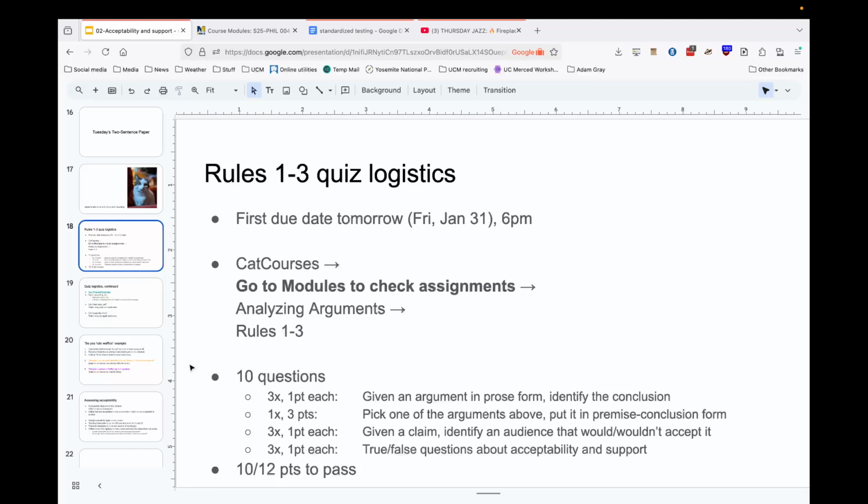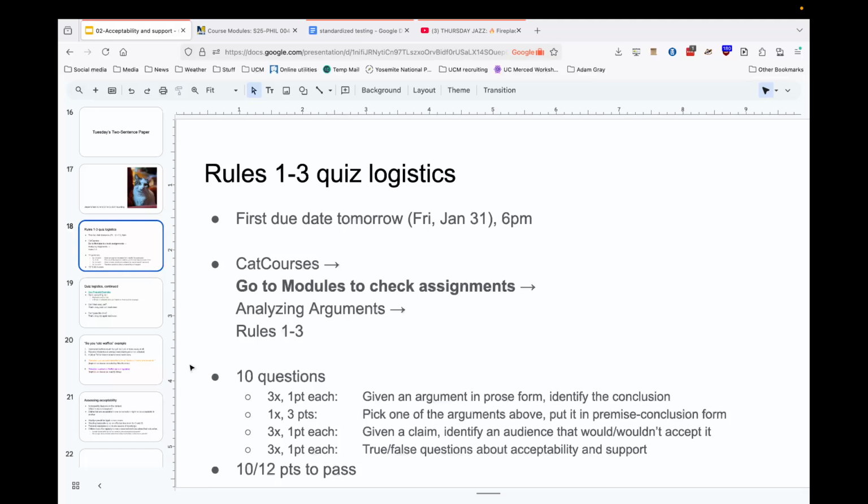So you have 3 of those, then 1 question where you have to pick one of the 3 arguments you just looked at and put it into premise conclusion form. So you've already identified the conclusion, now you have to go and put it in premise conclusion form. This one you have to pass in order to pass the quiz. The others, there's a little bit of slack, but you have to pass this question. You have to be able to put an argument in premise conclusion form in order to be able to move on, because that's just like fundamental to everything else we do in the semester.